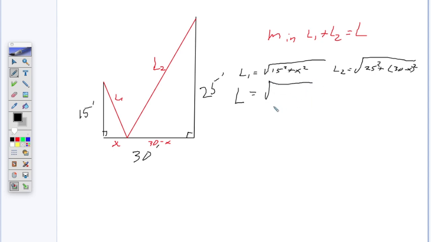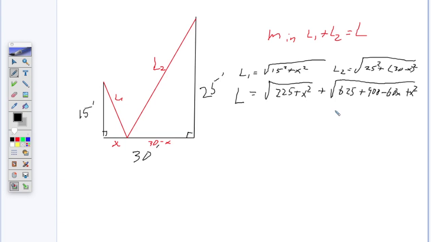I'll do some simplification. 15 squared is 225, plus x squared, plus, and I'm going to write out these terms, 25 squared is 625. And then 30 minus x foiled: 30 squared is 900, minus 60x, plus x squared.